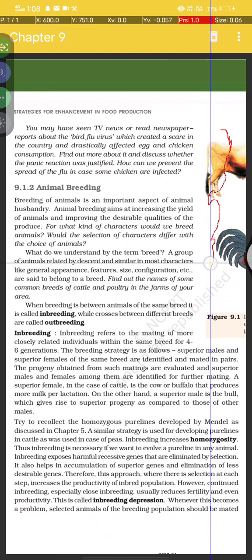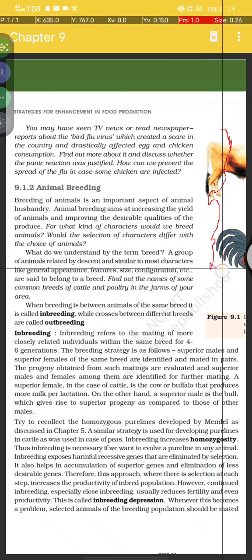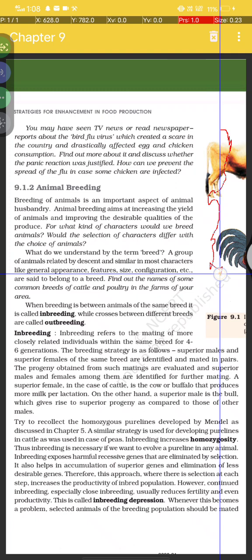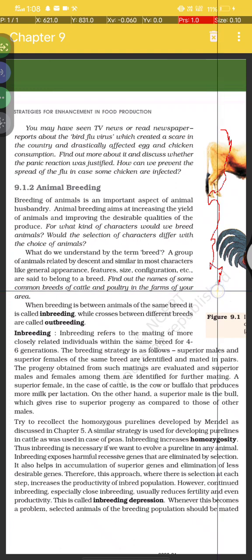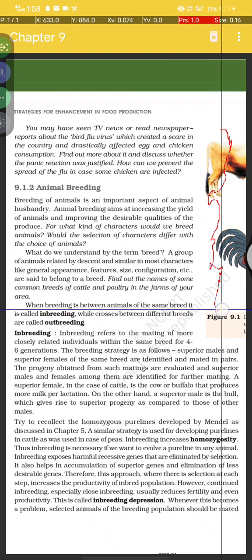A group of animals related by descent and similar in most characters, like general appearance, features, size, configuration, etc., are said to be a breed. Find out the names of some common breeds of cattle and poultry in the farms of your area. When breeding is between animals of the same breed, it is called inbreeding.